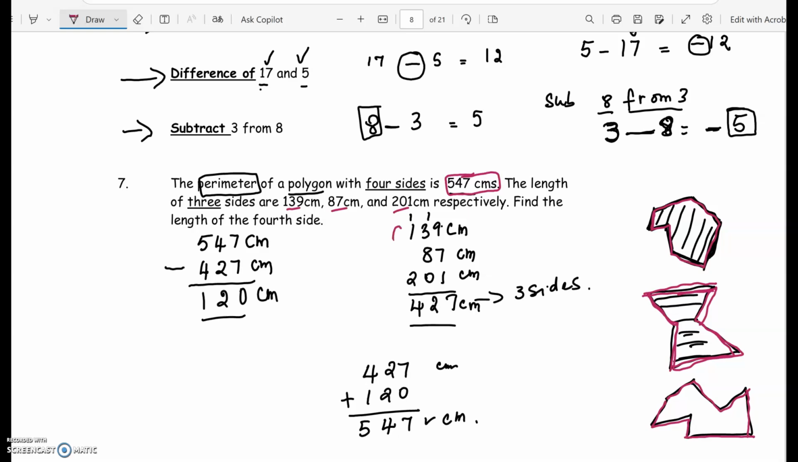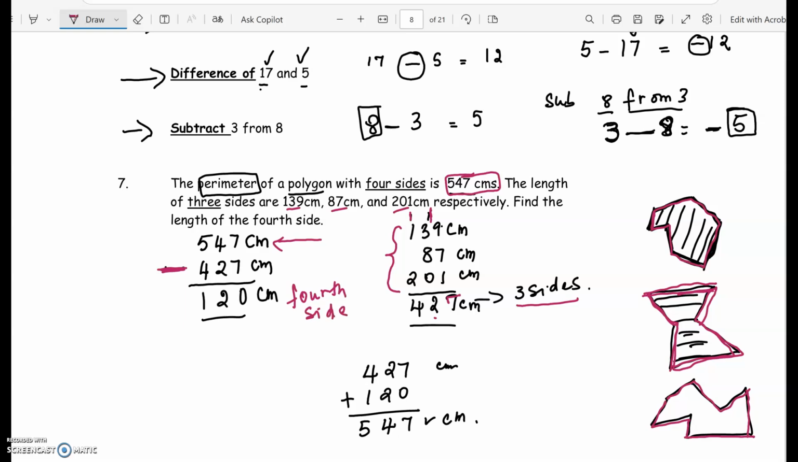Now let's add up the given 3 sides. 9 plus 7 is 16, plus 1, 17. Carry the 1 over. 3 plus 1 is 4. 4 plus 8 is 12. 2 sits here. Carry the 1 over, and you get 2 plus 1 is 3 plus 1 is 4. So the sum of the 3 sides is 427 centimeters. But we are given the sum of all 4 sides, and if we subtracted the sum of 3 sides from it, this would be the 4th side.